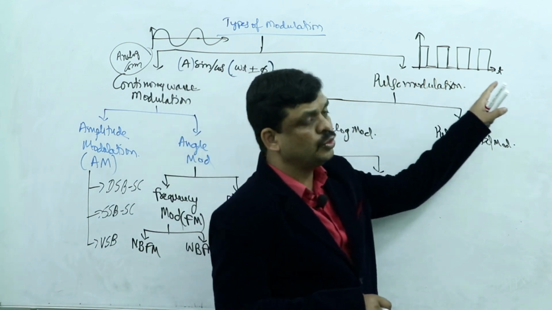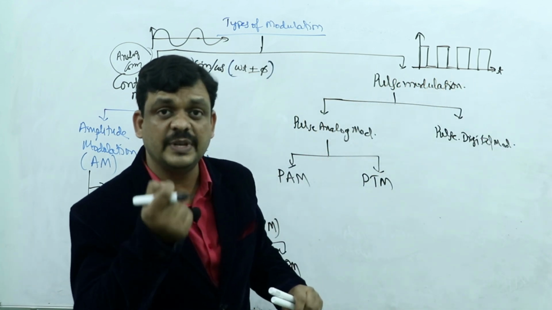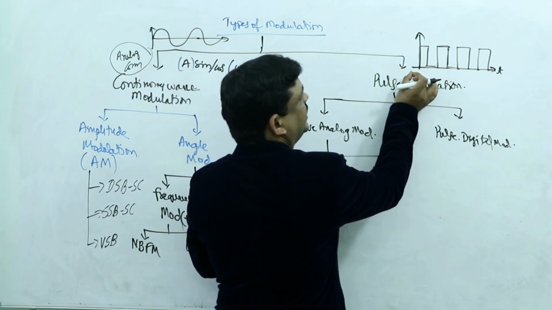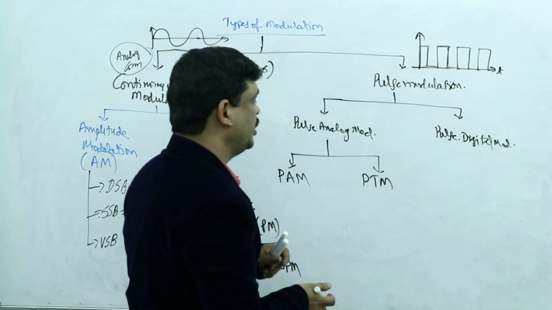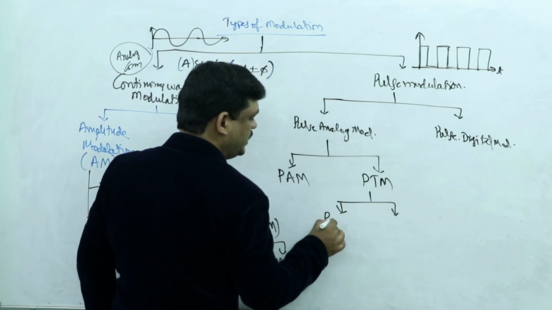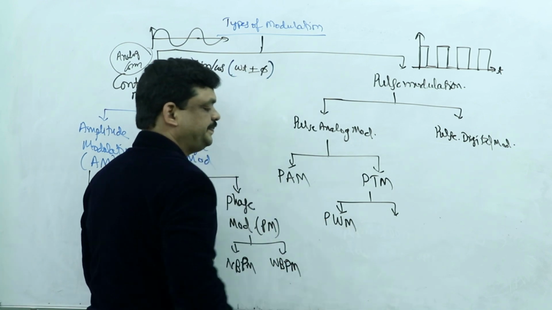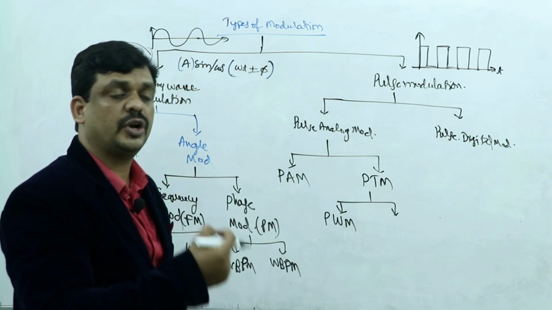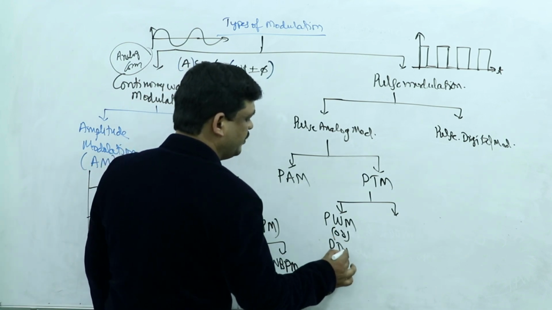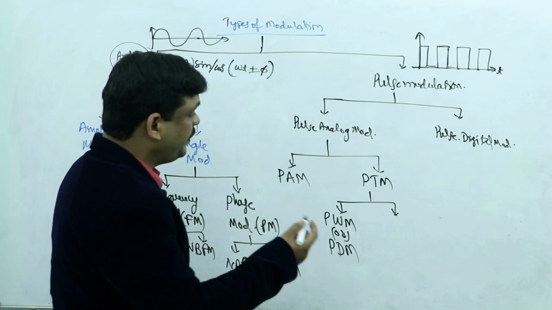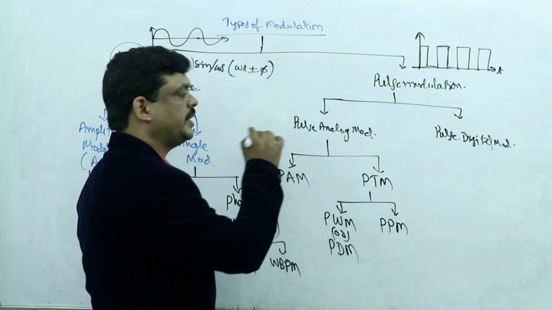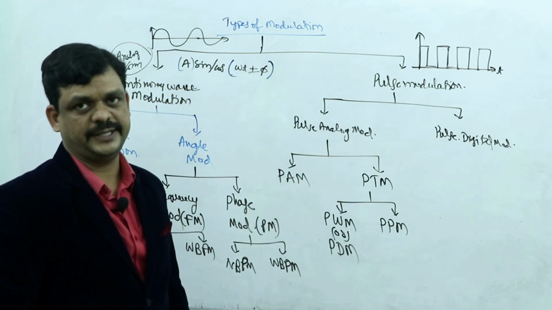And within time, again two topics are there. One is the position of the pulse and another is the width of the pulse. When the width of the pulse increases or decreases, the position of the pulse also changes. So pulse time modulation is again classified into two types. One is pulse width modulation, where the width of the pulse changes. It is also called pulse duration modulation. And in the other, the position of the pulse changes, so it is pulse position modulation. These topics come under pulse analog modulation techniques.